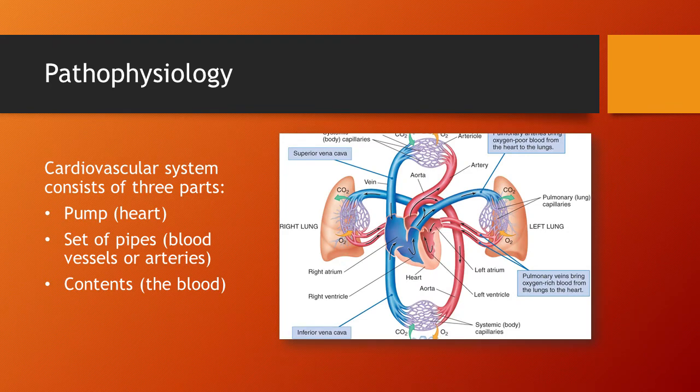Here we have the circulatory system. To simplify this, it helps to think of the circulatory system as a pump, some pipes, and its contents. It consists of the heart and a complex arrangement of connected tubes. This system would include arteries, arterioles, capillaries, venules, and veins.